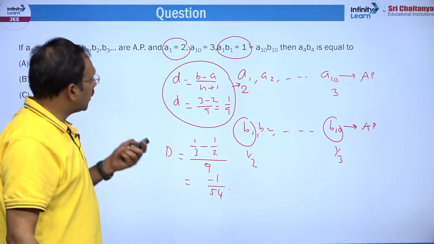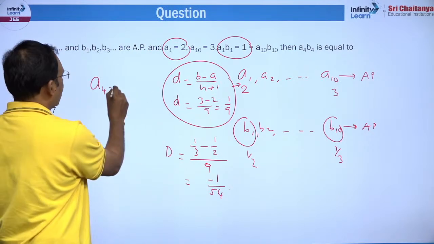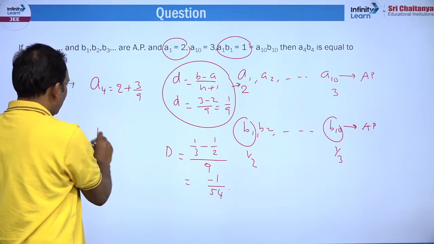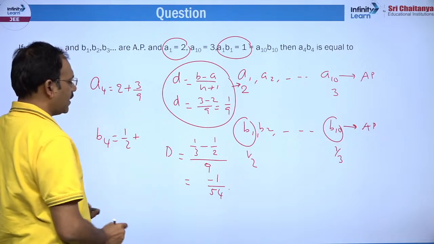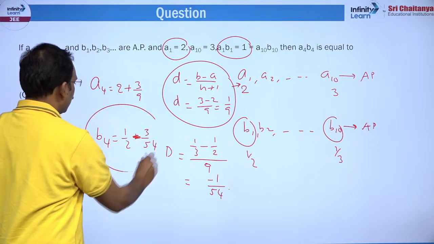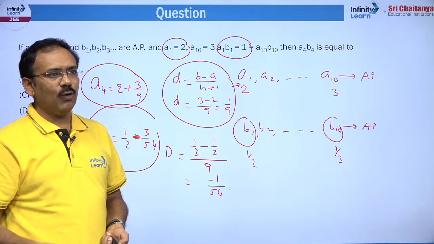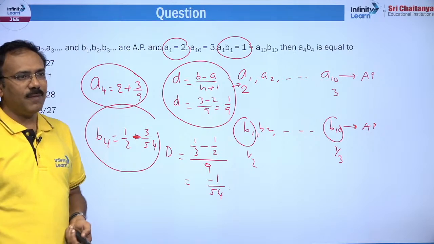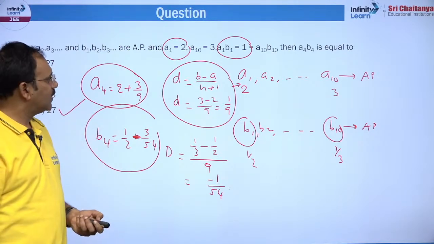That is the thing. Now you can find A4, which is nothing but the first term 2 plus 3D, 3 by 9, and B4 is nothing but the first term 1 by 2 plus 3 into minus 1 by 54, which is minus 3 by 54. Now you know A4 and B4, just multiply, you will get the A4 B4 value. Okay, my dear friends. So after simplification, you will get 28 by 27 as the answer. That's it, right? Next, friends.